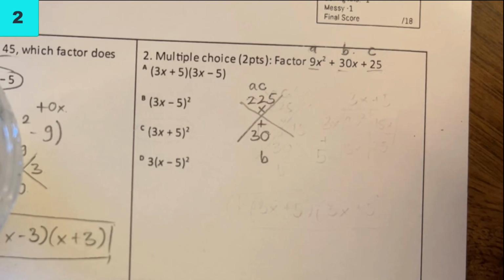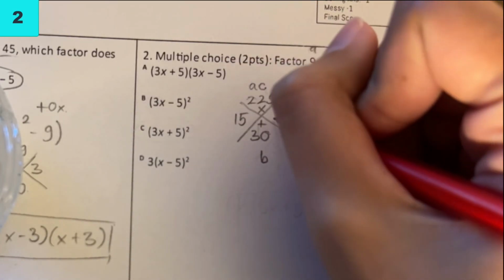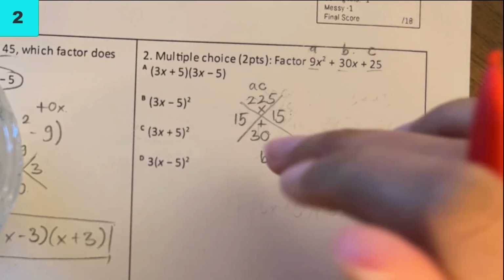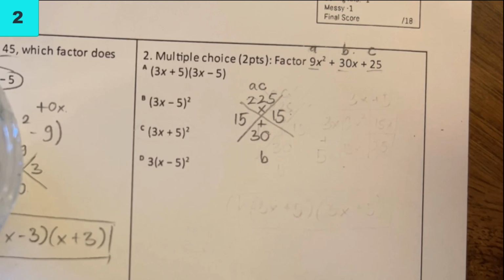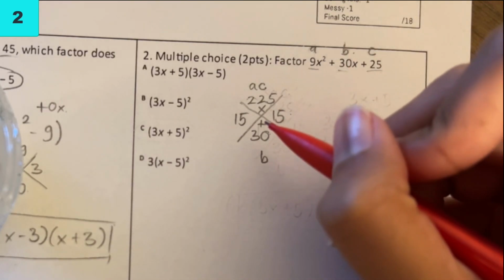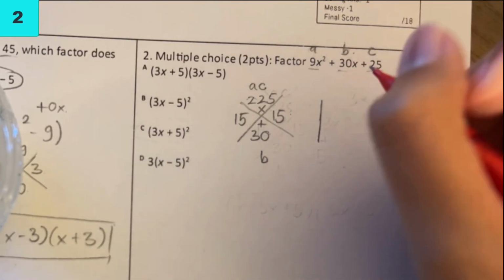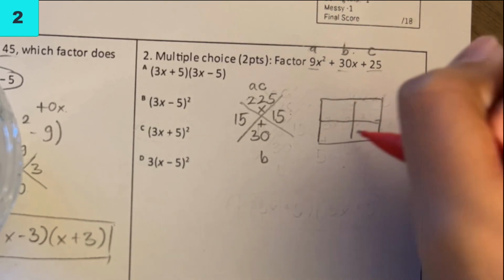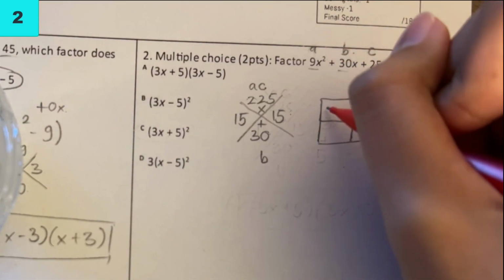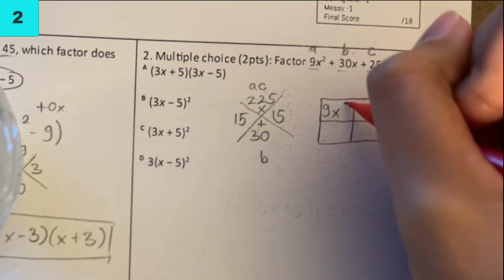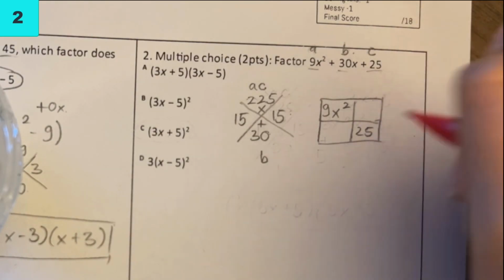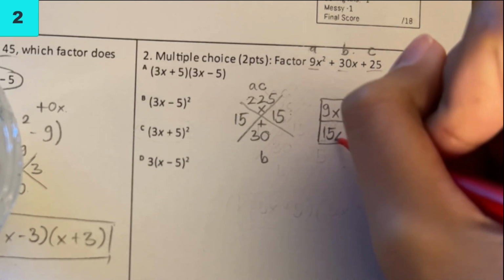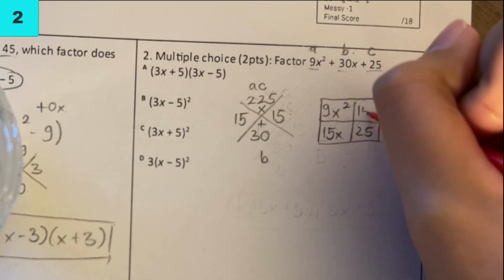So we get 15 on both sides, because 15 times 15 is 225 and 15 plus 15 is 30. Then we put it in the box. Right here is 9x squared and 25. And then we put a 15x here, and 15x here also.